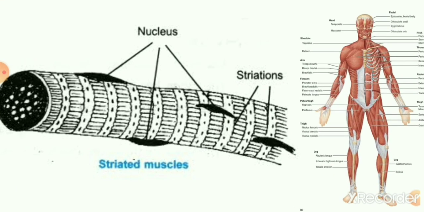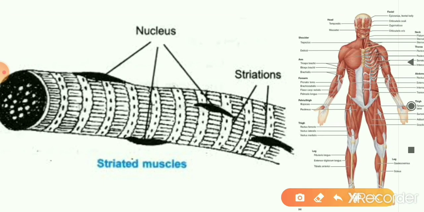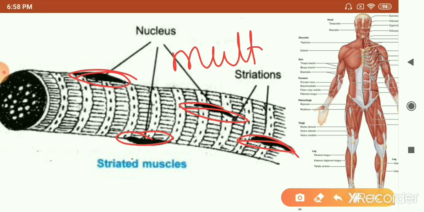Have a look at the structure of the striated muscles or the voluntary muscle. This is one muscle fiber being shown in the diagram. Each muscle fiber is quite elongated and cylindrical. Another thing that you find is that the muscle fiber is multinucleated. You find many elongated nuclei present towards the periphery. So the muscle fiber is multinucleated.